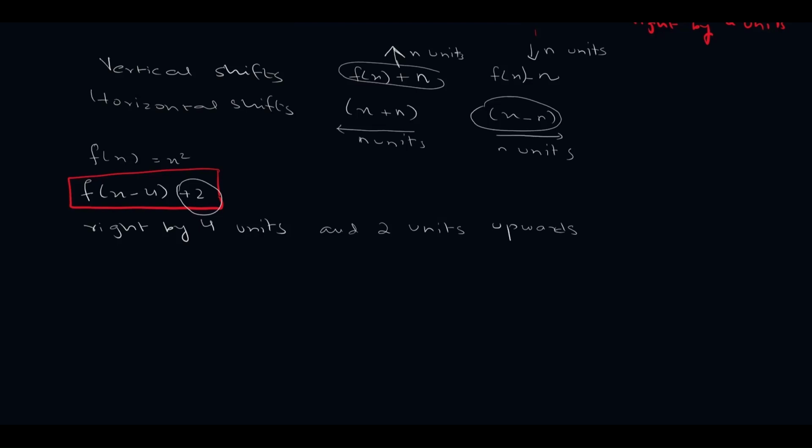So this was it for today's video. In this video, we concluded horizontal shifts, which happen when we add or subtract something in the input of the function. Now in the next video, we will learn what happens when we multiply or divide something, and what those shifts are called.